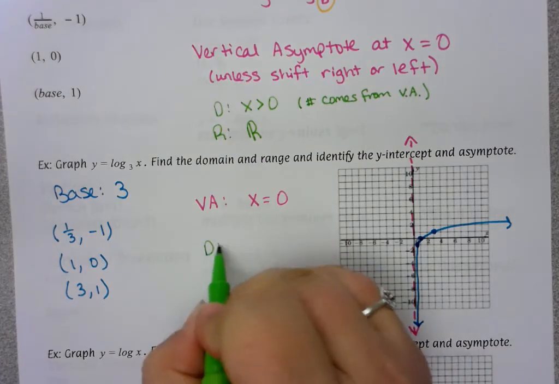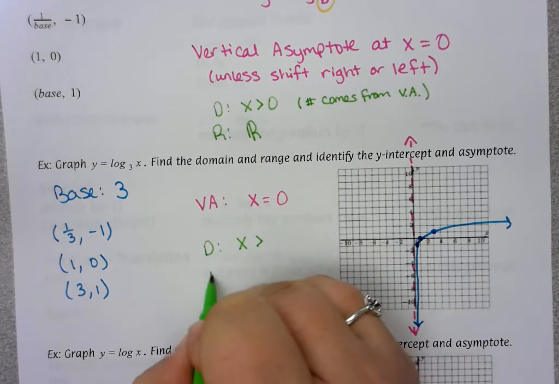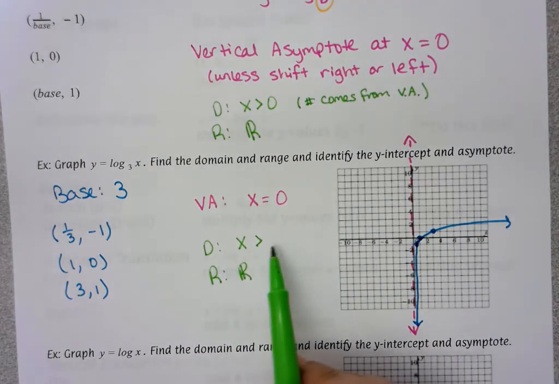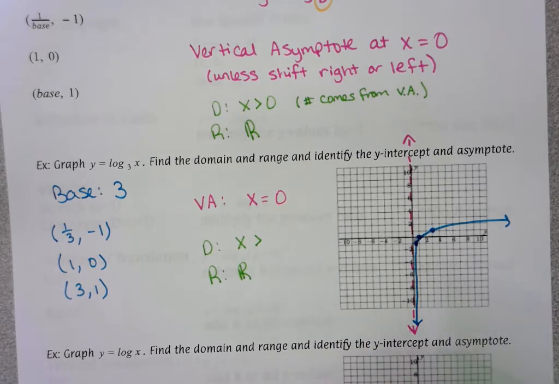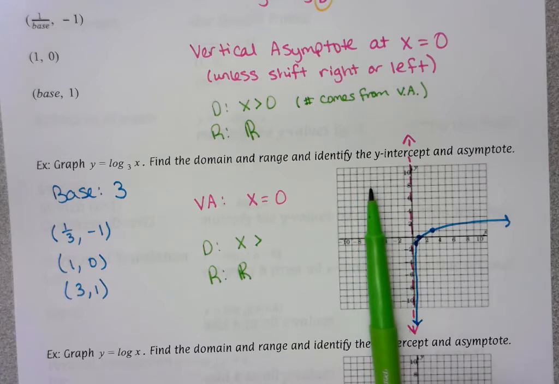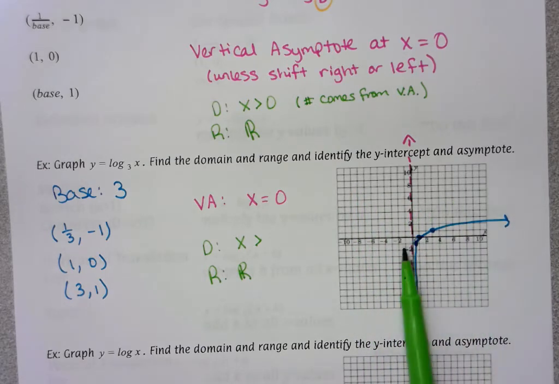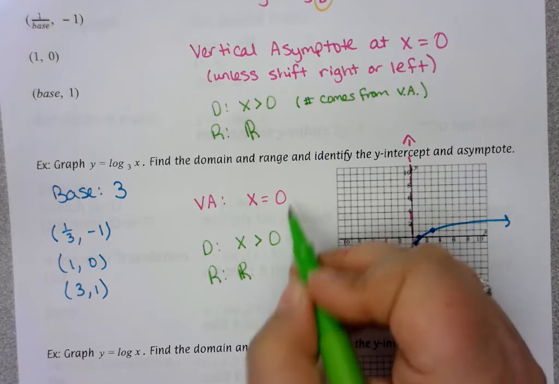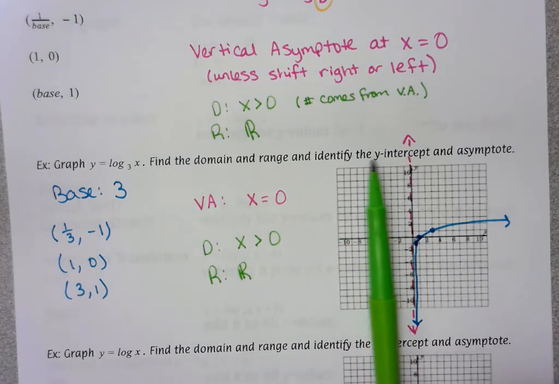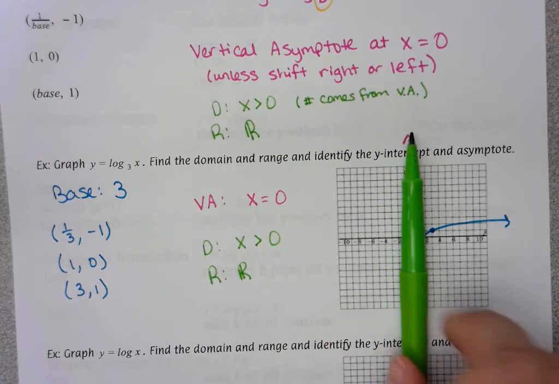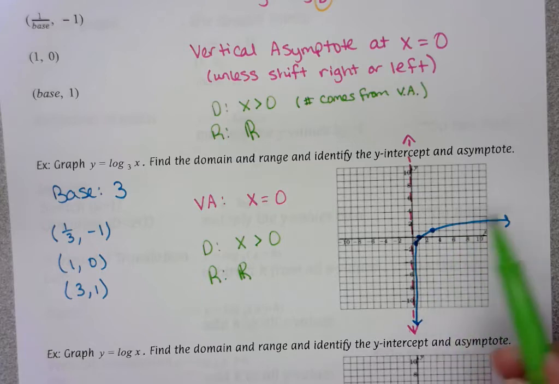My domain is going to be x is greater than something. My range is always going to be all real numbers. So where do I get the number that the domain is greater than? Well, if you look at the graph, there's no graph over here. So I will not have any x values over here. What I do have x values, though, is on this side of my vertical asymptote. So whatever number that vertical asymptote is, that will get used again as your domain because the vertical asymptote splits from where I have my logarithm graphed and where I don't. So your domain is only where your logarithm is graphed.